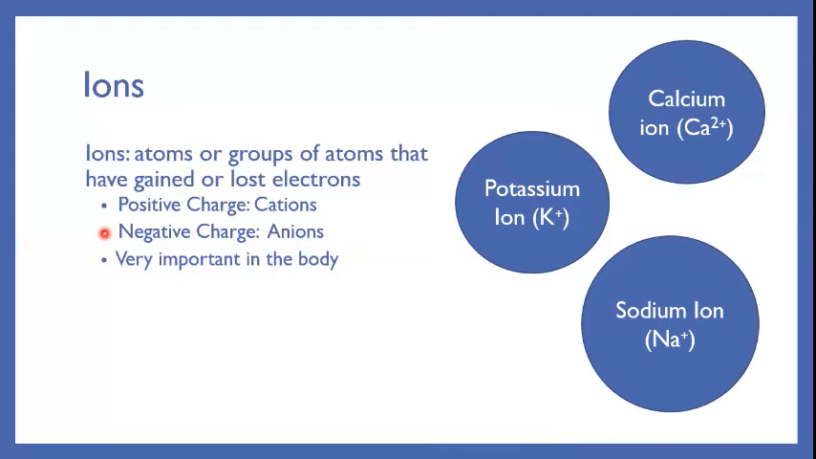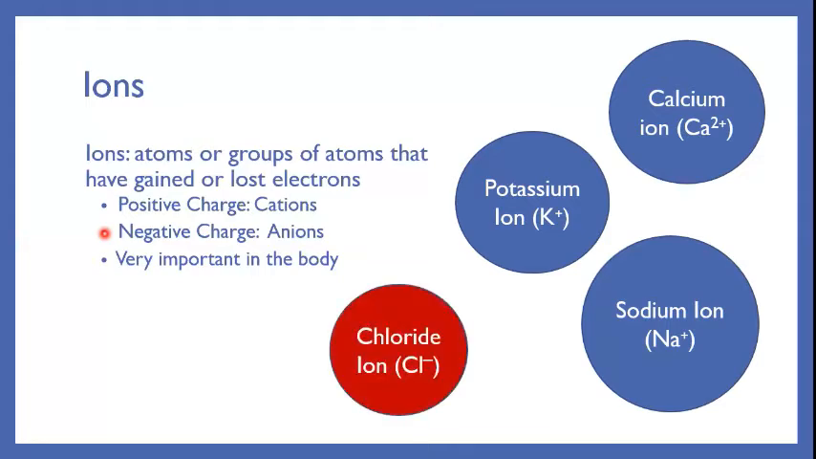But who has a negative charge? Chloride. Chloride ions are negatively charged. That means they're anions. Now these guys, we're going to see them again in muscles. We're going to see them in the nervous system. We're going to see them with our bones. They're very important for all of those systems. And most of these are minor elements, but essential.